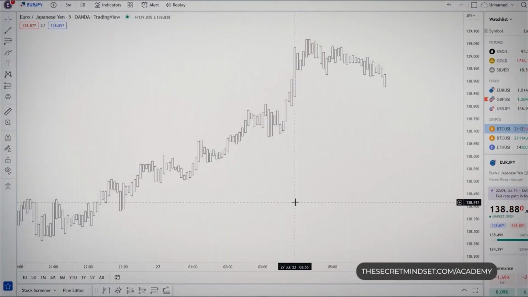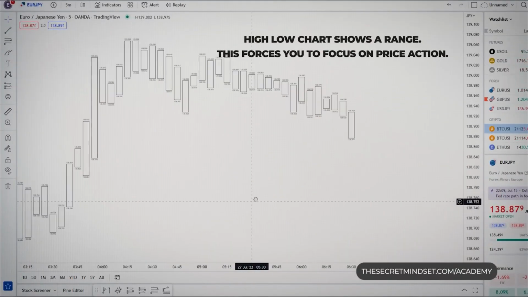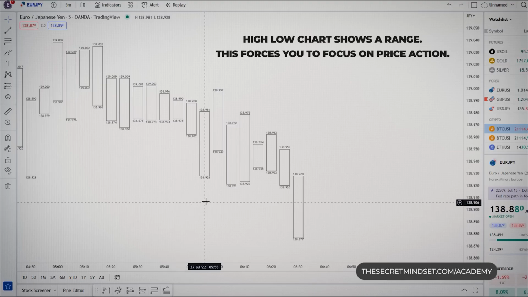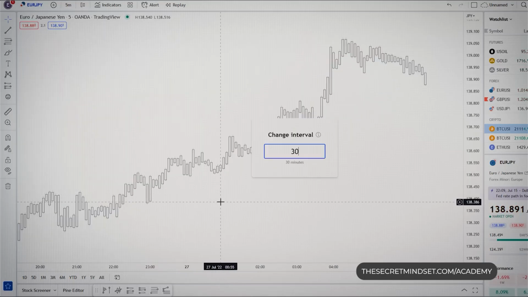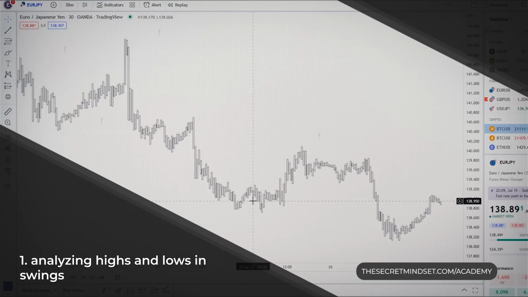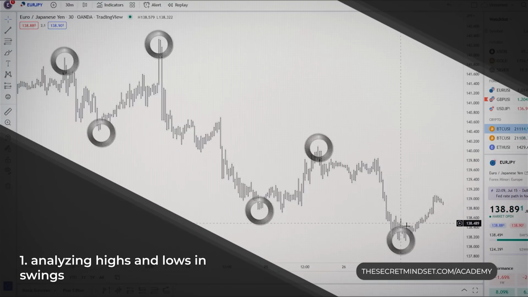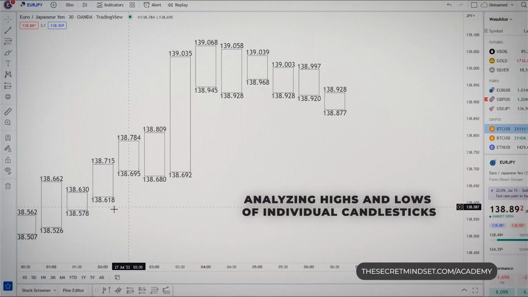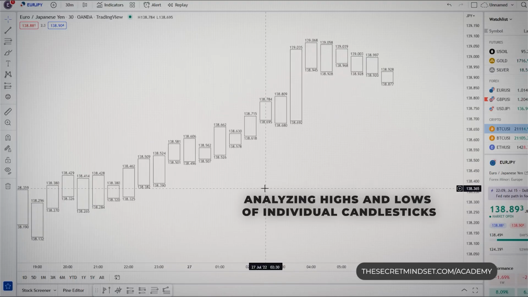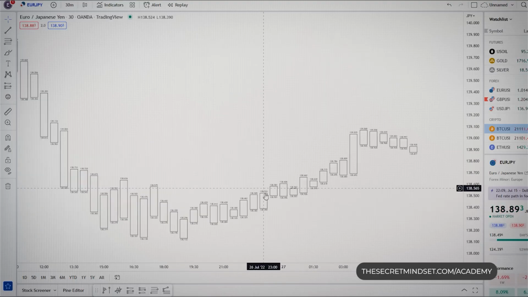This chart looks weird at first, because you don't see the open and the close. You are only seeing a range. But from a price action perspective, if you are a trader who is analyzing highs and lows in price, this is very helpful. Most traders are looking at major market swings when they are analyzing highs and lows and determine trends. But you can also analyze highs and lows of individual candlesticks. With the high-low chart, reading price action of individual candlesticks is super easy.